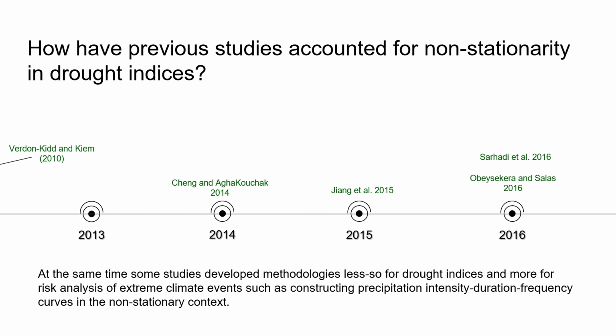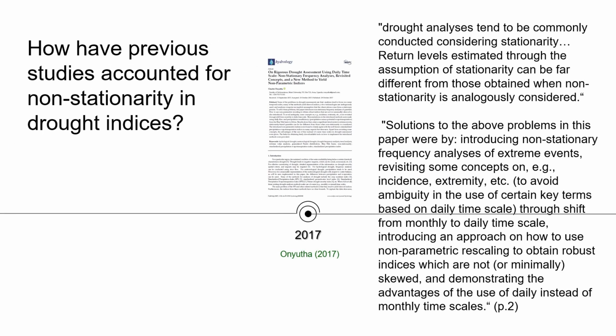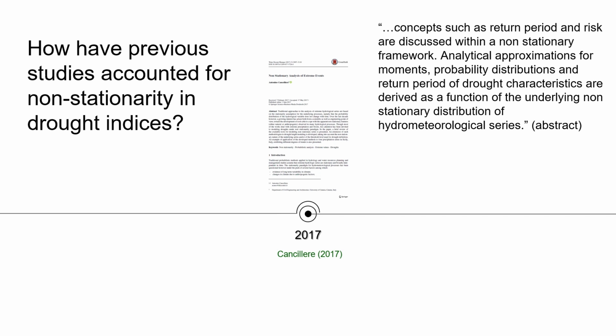Developed methodologies less so for drought indices and more so for drought risk analysis, or the analysis of extreme climate events, such as constructing precipitation intensity, duration, frequency curves in the non-stationary context. Anyutha 2017 introduced a non-stationary frequency analysis of extreme events. Cancillary 2017 pursued a non-stationary framework to quantify return periods of drought and drought risk.